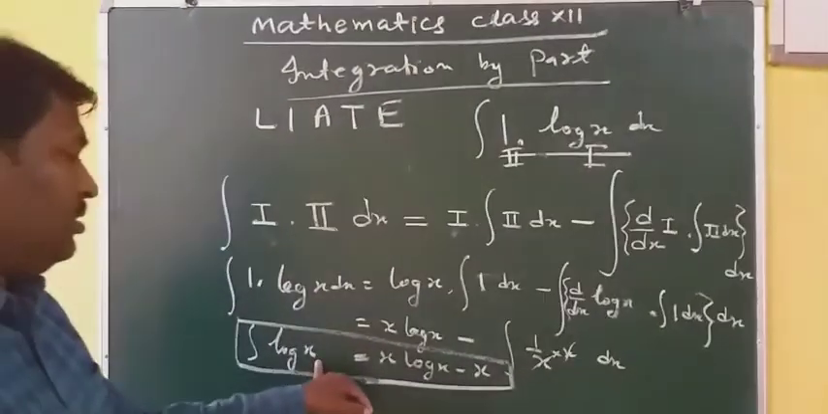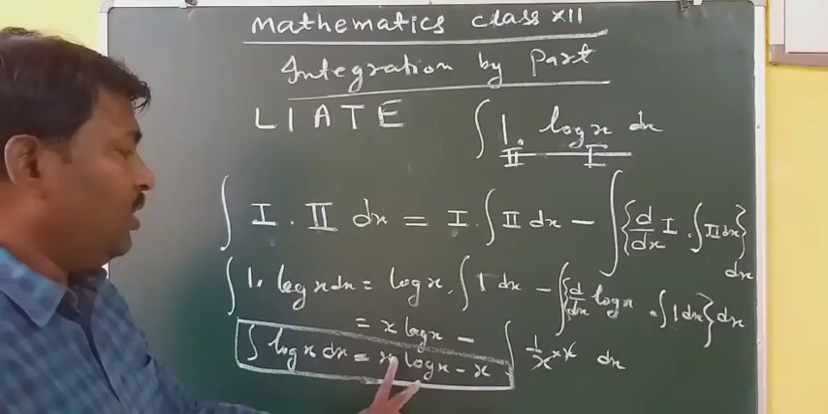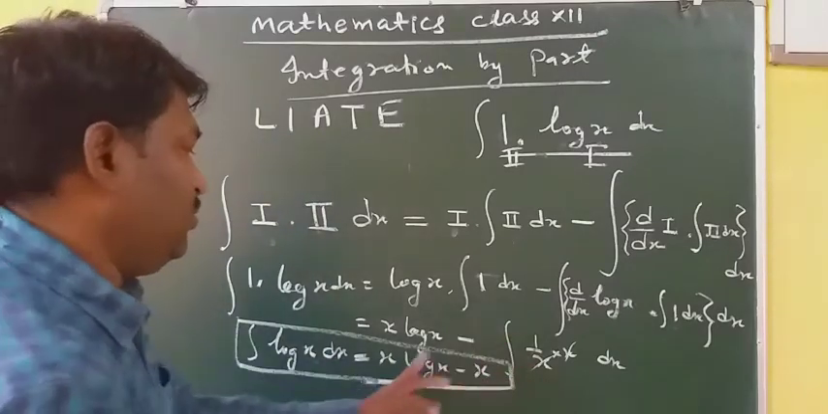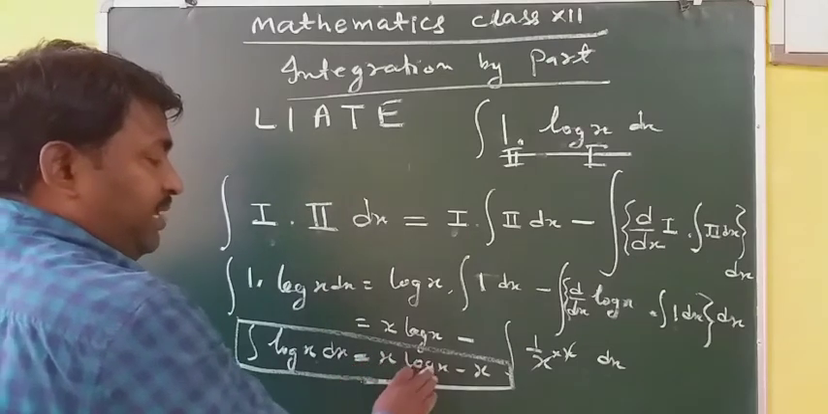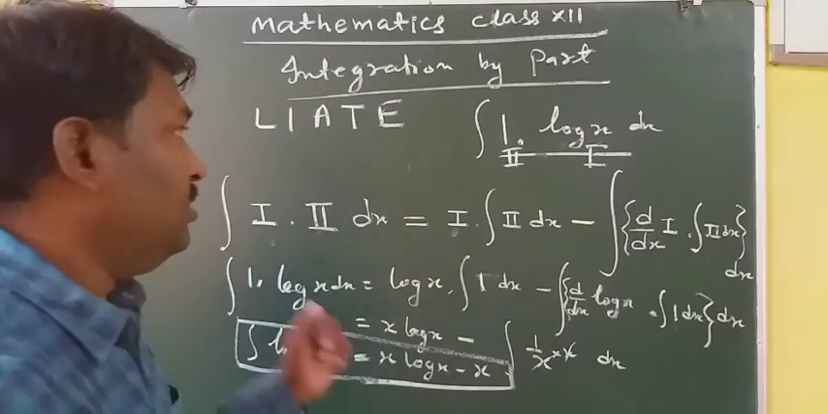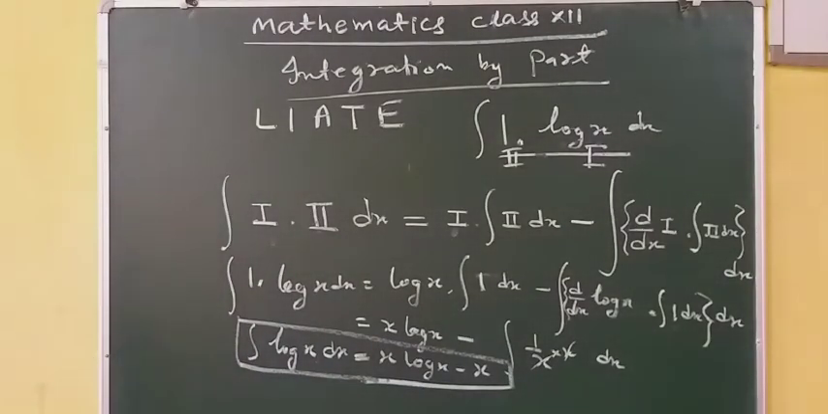So you can learn the formula of this one: integration of log x is equal to x log x minus x. You can take x as common, so your result will be x within bracket log x minus 1. Okay, some more questions, it will be easy to understand.